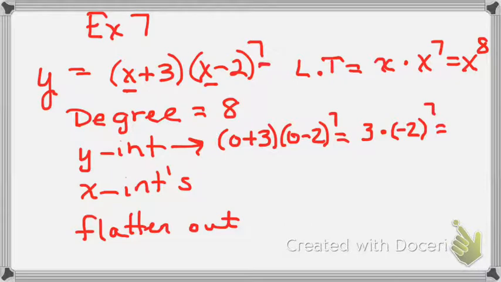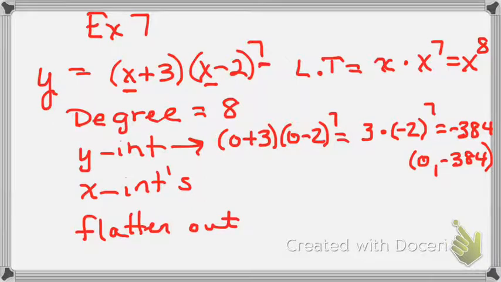So that's going to be a big number that might require the calculator. I'll tell you 2 to the 5th is 32. So 2 to the 6th would be 64. 2 to the 7th is 128. And would it be negative or positive? Negative. Negative 128 times 3 is what we need. What is negative 128 times 3? Negative 384. So my y-intercept is at 0, comma, negative 384. Does that make sense?